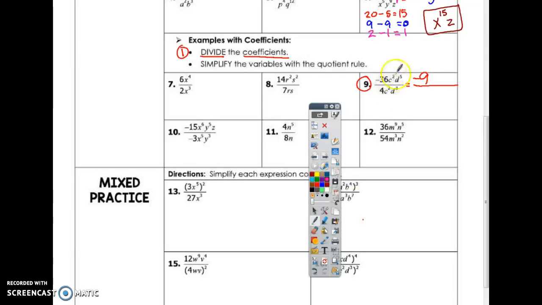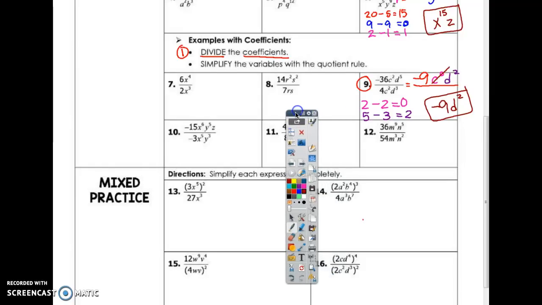Then we do the c's. I have 2 c's on top and 2 c's on bottom. What do I have left over? 0 c's. So you can say c to the 0 power. And then I have 5 d's on top and 3 d's on bottom. 5 minus 3 equals 2 d's on top. Right? d squared. Can I get rid of anything? The c, right? Cancel it. So what do I have left over? Negative 9d squared. Done. Problem number 16.